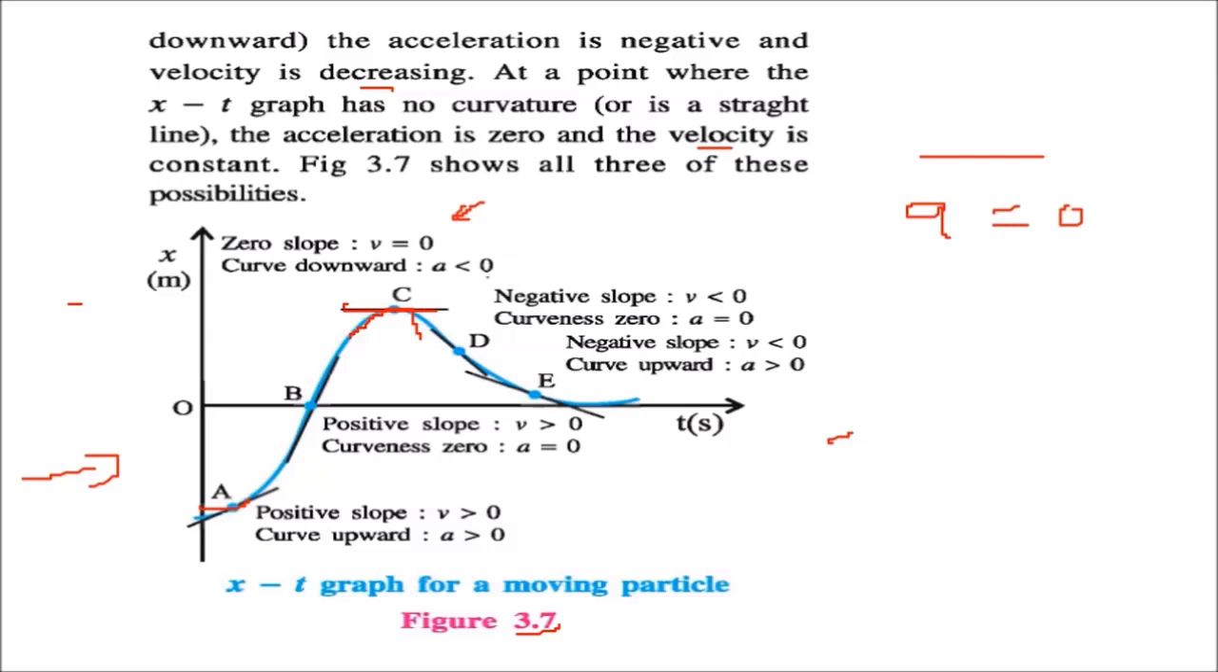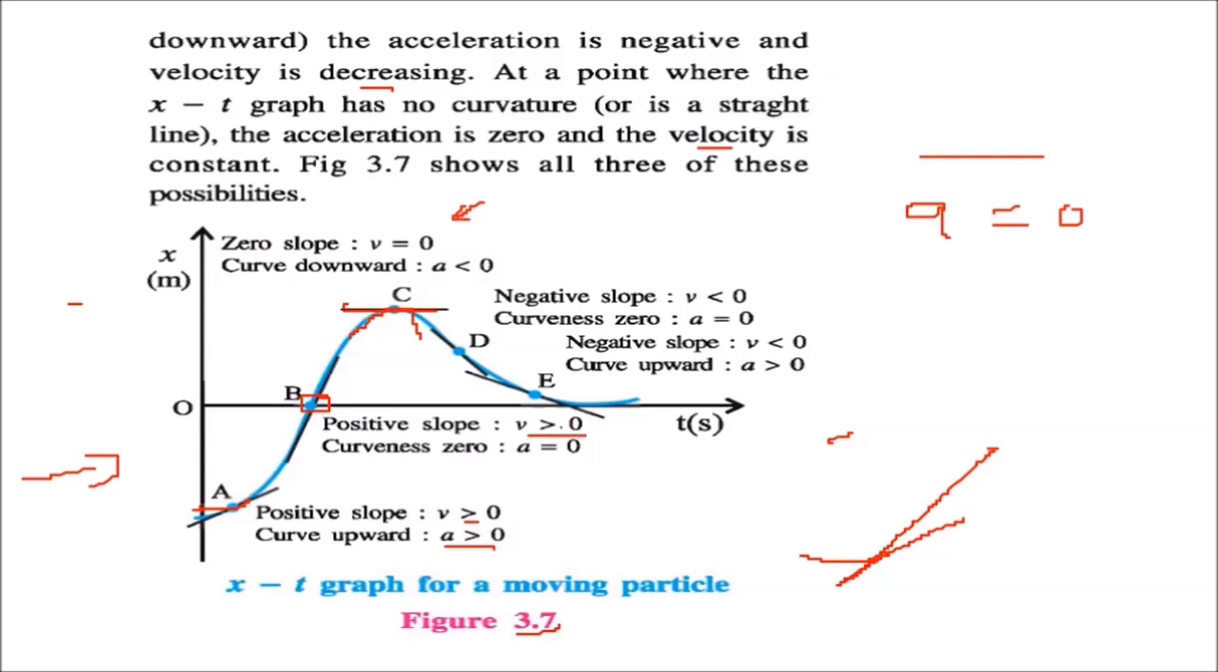And the curvature is 0 because it is a straight line. If you are getting a straight line, then a is equal to 0. See, this is at 0. This also is at 0. When we come here, we have 0 slope. There is no slope, so it is also curved downwards, that is acceleration is less than 0.